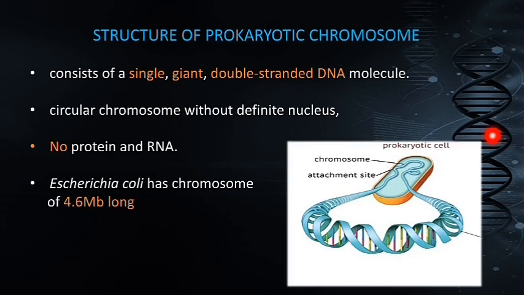Now let us understand the structure of the prokaryotic chromosome. Here we can see it consists of a single giant double-stranded DNA molecule without a definite nucleus around it. One can notice that there are no proteins and RNA in the prokaryotic chromosome. Here I am giving you an example of a prokaryotic chromosome, which is present in E. coli, and is 4.6 megabase pairs long.